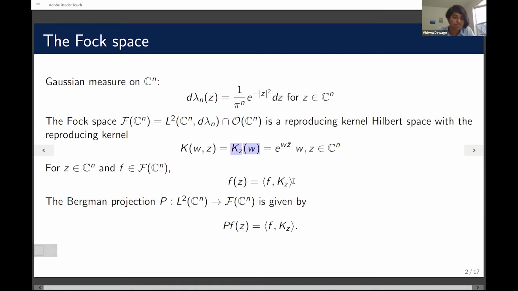Now the point evaluations are continuous. So by the Riesz representation theorem, the point evaluation is the inner product with k sub c, the reproducing kernel, and we have the projection operator, which we call the Bergman projection, from L2 to F by, again, the inner product with the reproducing kernel.